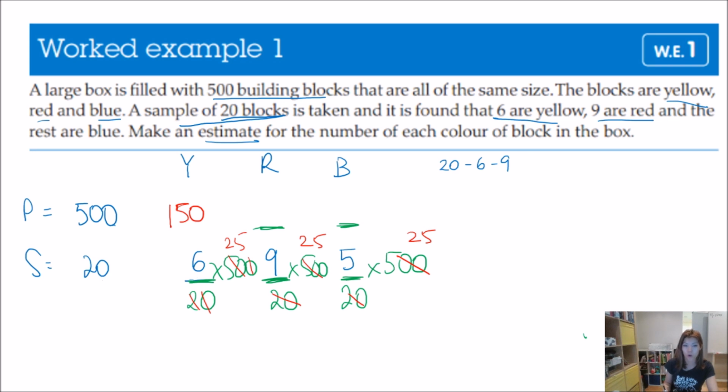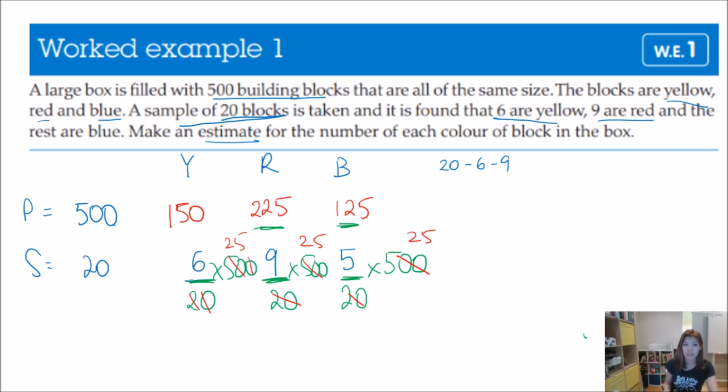9 times 25 is like 10 times 25, 250. Take away one lot of 25 to make 9 lots of 25s. So that is 225. And then we have 5 times 25. That's the same as saying 10 times 25, which is 250, and then split it in half for the 5 groups of 25. So 250 divided by 2 is 125.